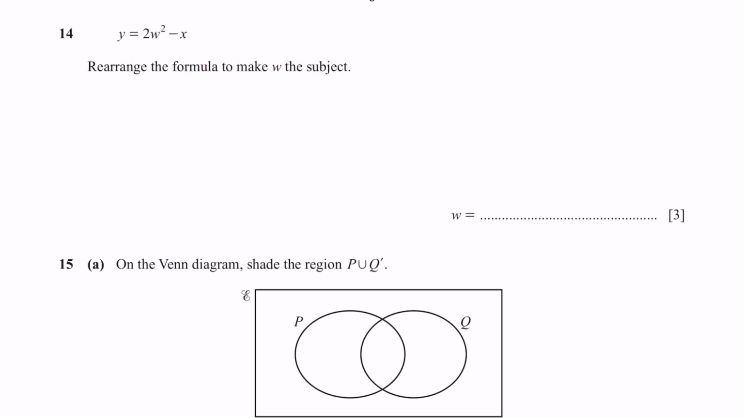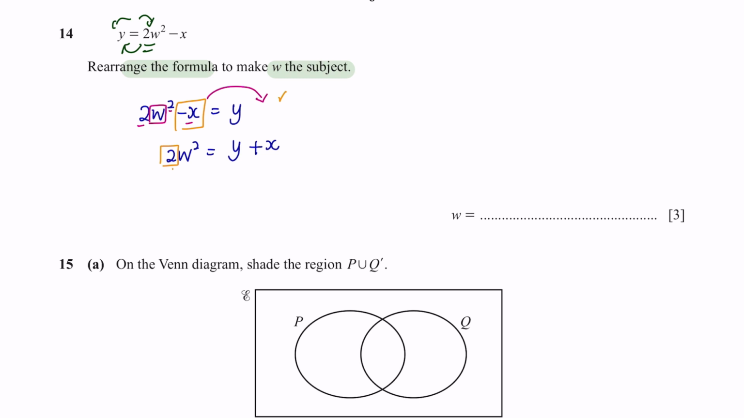Question 14. Rearrange the formula to make W the subject. Since W is on this side of the equal sign, I am going to flip this equation. So we want to make W the subject, meaning that every other term that is associated with W is going to be brought to this side of the equal sign. First, we will shift minus x to this side. Next, we're going to shift 2. Since the relationship here is multiplication, 2 brought to the other side will become division. And finally, we're going to shift the square. Shifting square to the other side will become square root. And don't forget to write your plus and minus symbol because this is a square, so it can either be positive or negative.